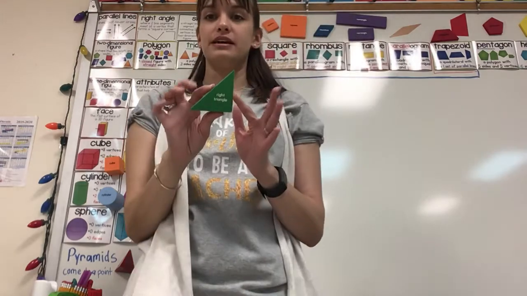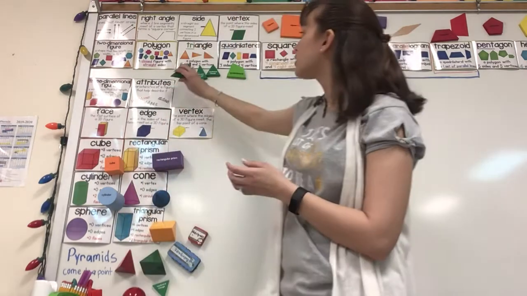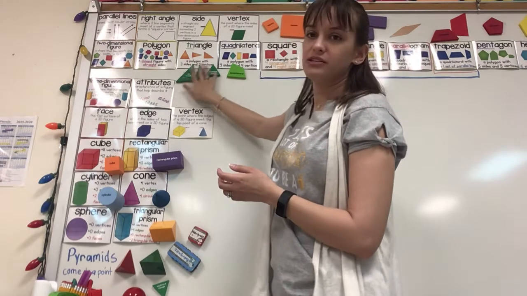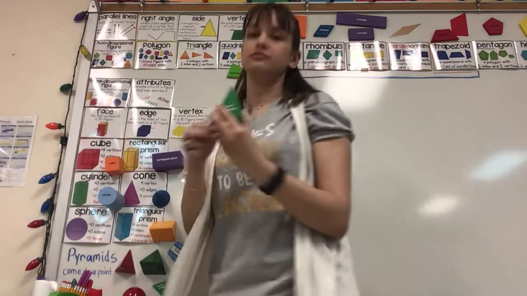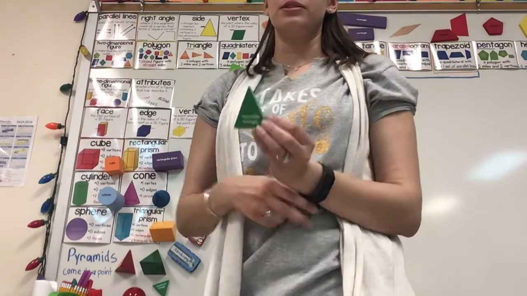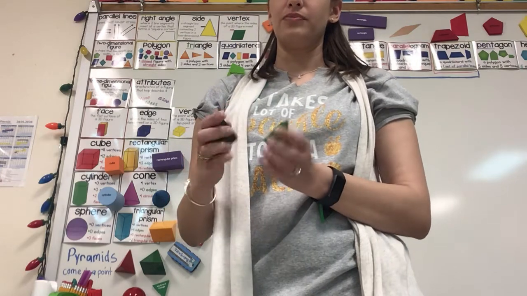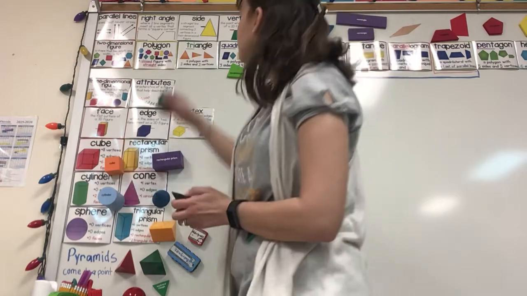Triangles have how many sides? 3 sides. There are special kinds of triangles. These are just a few of the triangles. Right triangle, because it has that right angle. Isosceles, so 2 of the sides are the same. And equilateral, all the sides are equal.